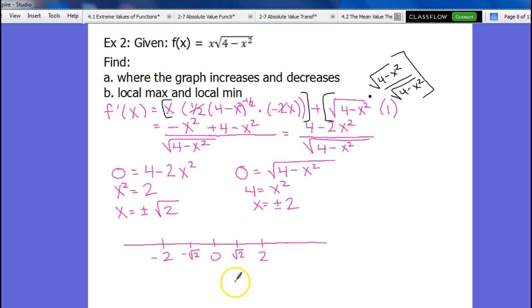So plug in 1 to your derivative, which is right over here. 4 minus 2 is going to be positive. 4 minus 1 is 3. Square root of 3 is going to be positive. So this right here is positive. If you square a negative 1, is it going to change any of these values? So that means that this right here is also positive.